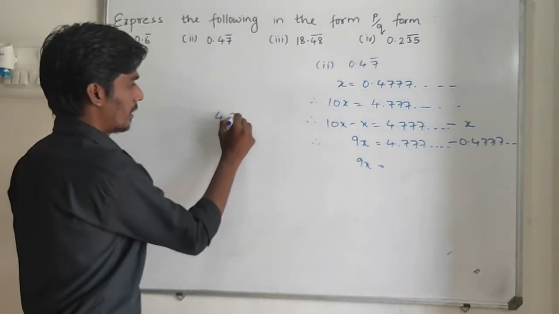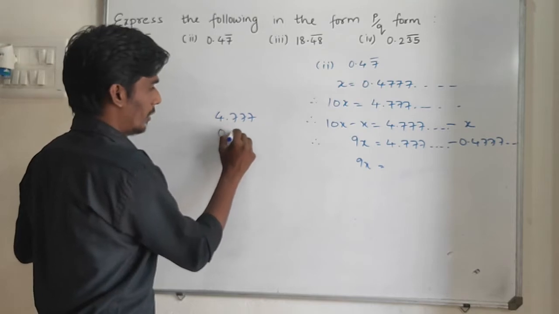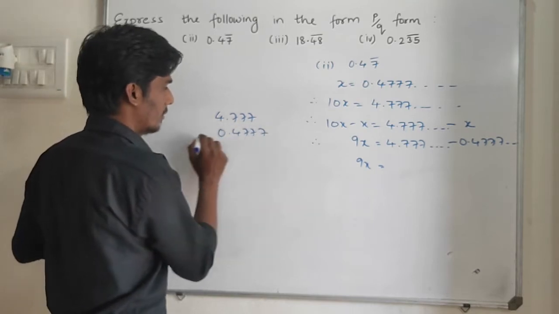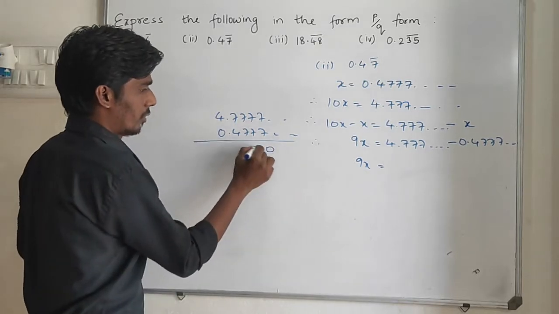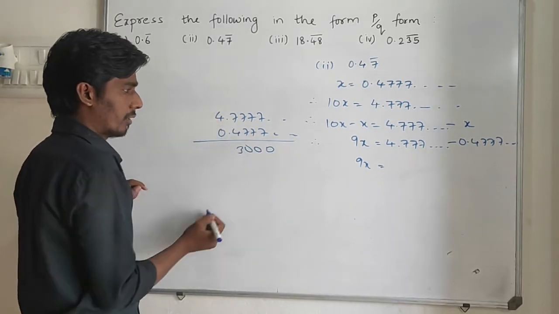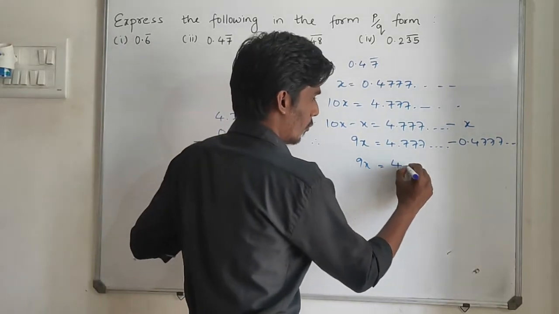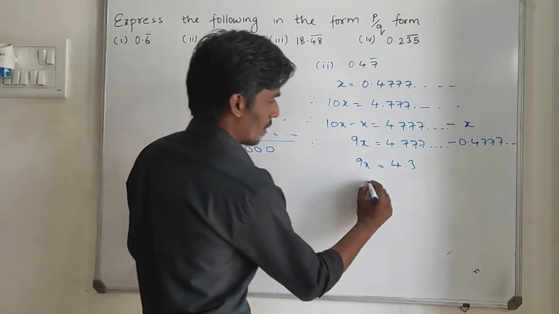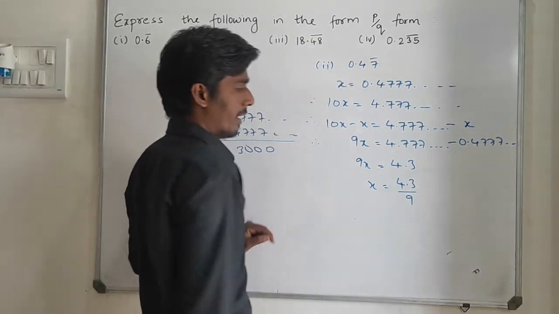So 9x equals the subtraction of these two numbers: 4.777 minus 0.4777. So 0, 0, 0. 7 minus 4 is 3. 4 minus 0 is 4. How much did I get? 4.3. So 9x equals 4.3, and x equals 4.3 upon 9.